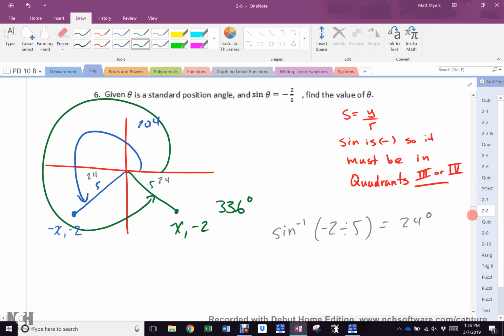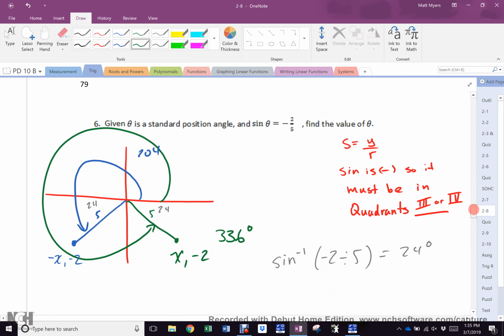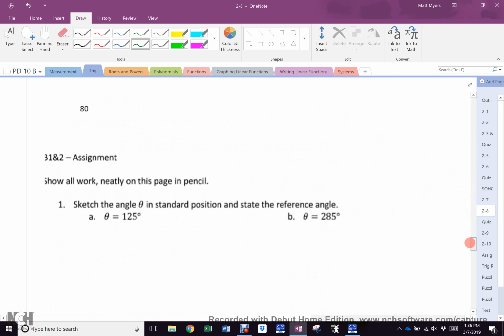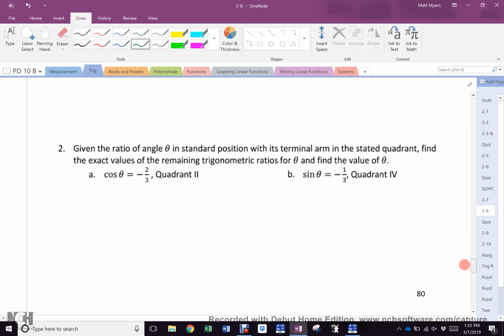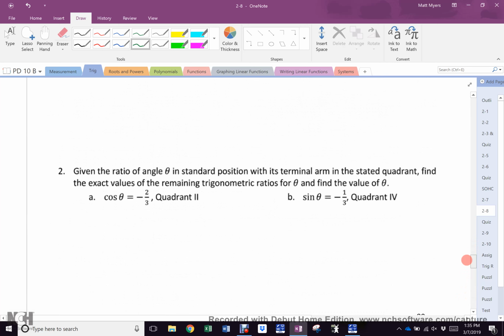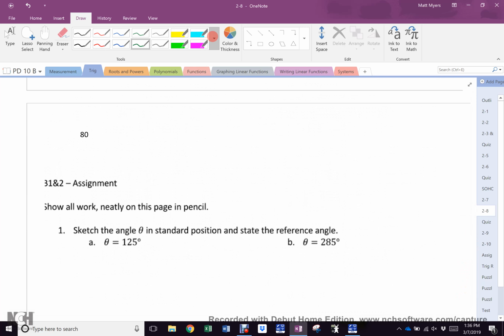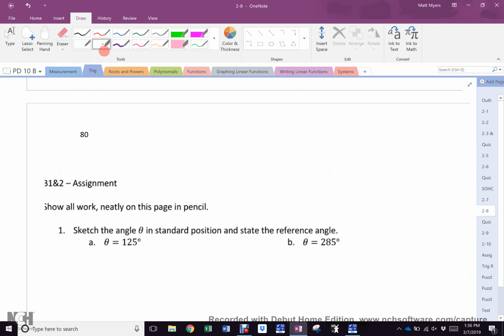Next one. Oh, we're done. Well, lucky. I am not going to make this an assignment. Does that mean you cannot do it? Of course not.